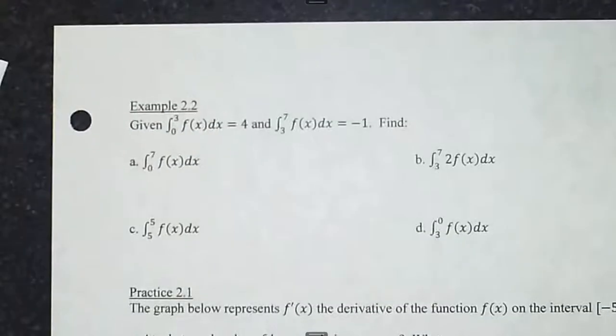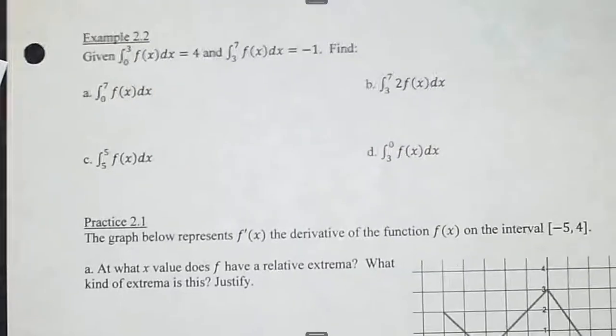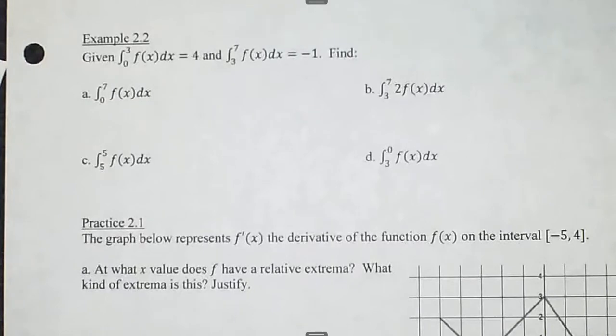All right, let's do a few more. We're going to take the integral. We're given some information about an integral. We're given that the integral from 0 to 3 of f of x dx is equal to 4. And we're given that the integral from 3 to 7 of f of x dx is equal to negative 1. So our first question is, what's the integral from 0 to 7 of f of x dx?